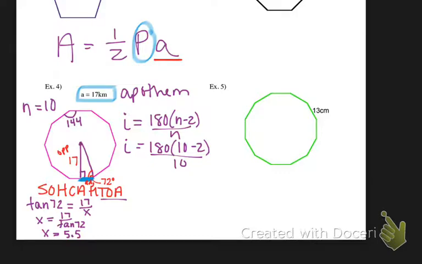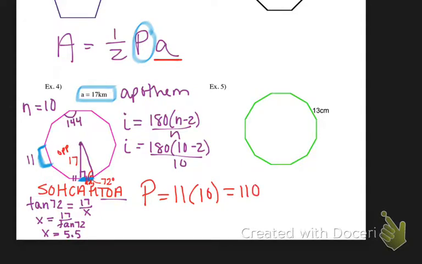In order to get perimeter, I want to know what an entire side of this polygon is. So if I take 5.5 and multiply it by 2, then I'll get that entire side. Because remember, these two segments are congruent because of the segment bisector with the apothem. So each side is 11. Now to get our perimeter, each side is 11 and there are 10 sides. So our perimeter is 110.